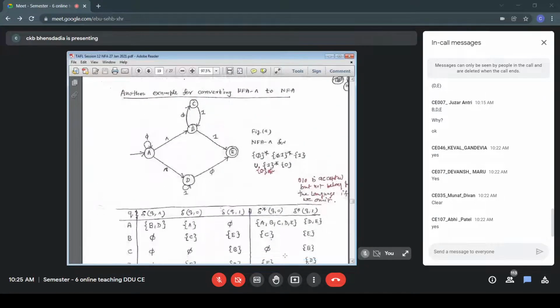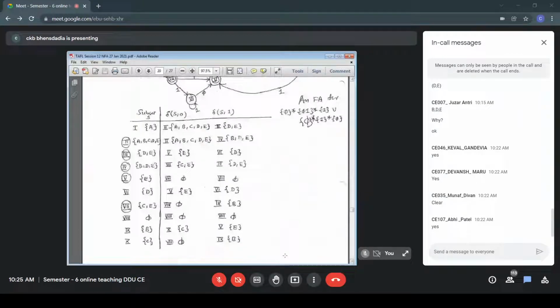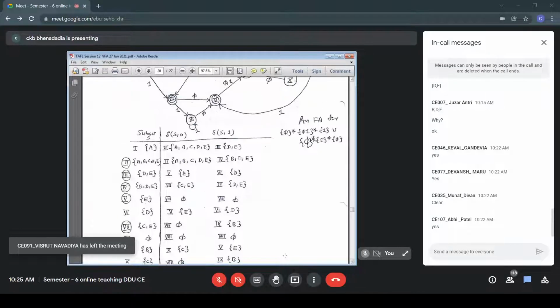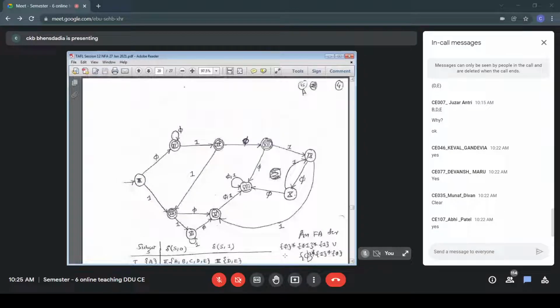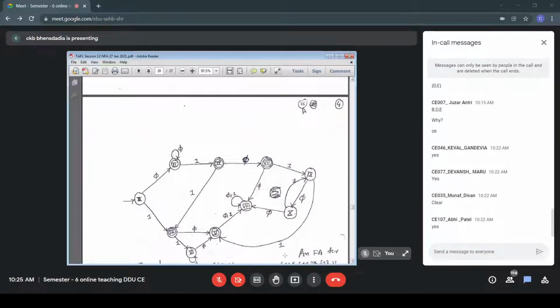C is phi and B. Phi has appeared at 8. B has appeared at 9. And no more reachable state from 1. So we don't consider more subsets. No more subsets. So we have 10 states. Now we have 10 states in the corresponding DFA.